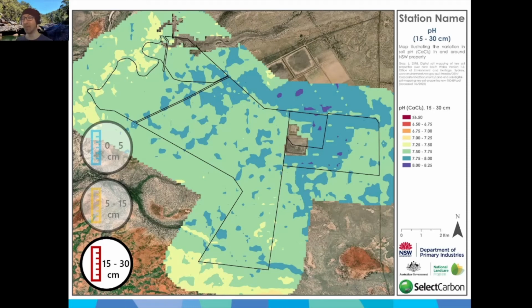Now, soil pH significantly influences total organic carbon content because it regulates nutrient bioavailability, so how quickly the microorganisms can get in and start utilizing them. It also influences organic matter turnover and a number of other soil processes. Definitely a good thing to have a look over.